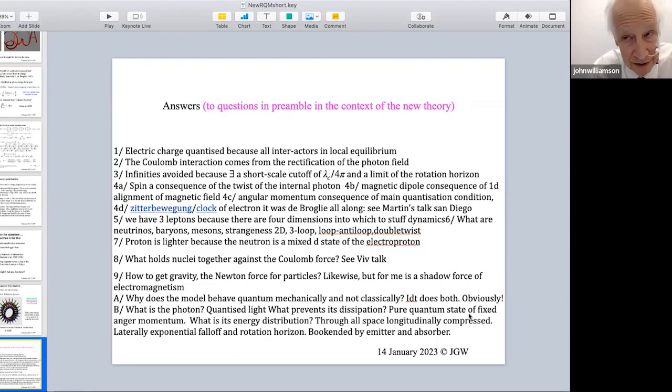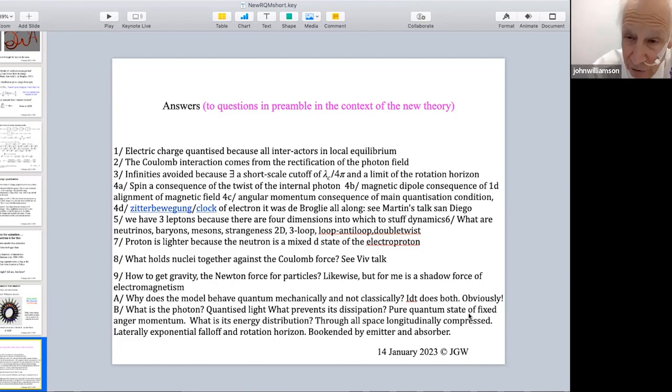So this is a better start. You've got the charge, so you know what the charge is. I haven't talked about the mass yet. Was the mass a question? It wasn't a question. You guys have to ask more questions. I can do the mass too, don't worry. Later. The spin is a consequence of the twist of the internal photon going round twice.